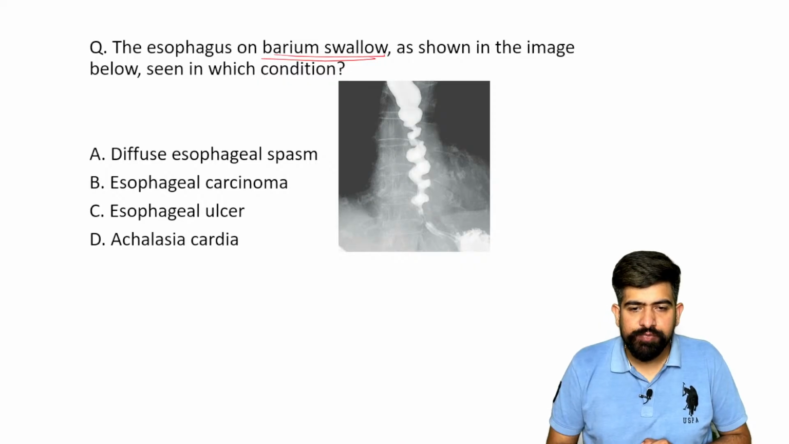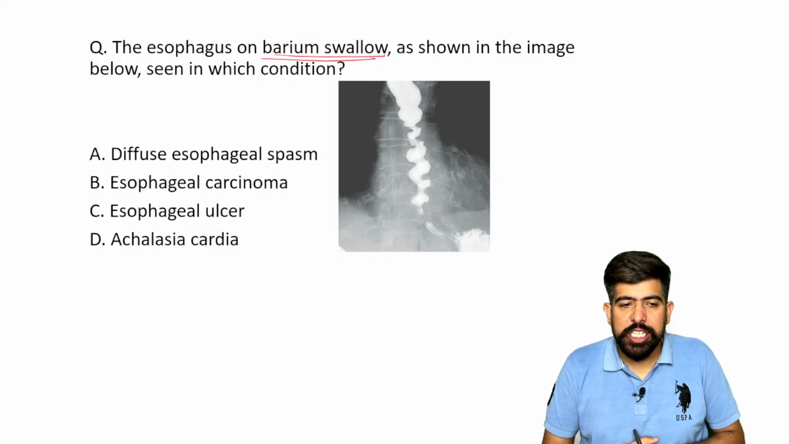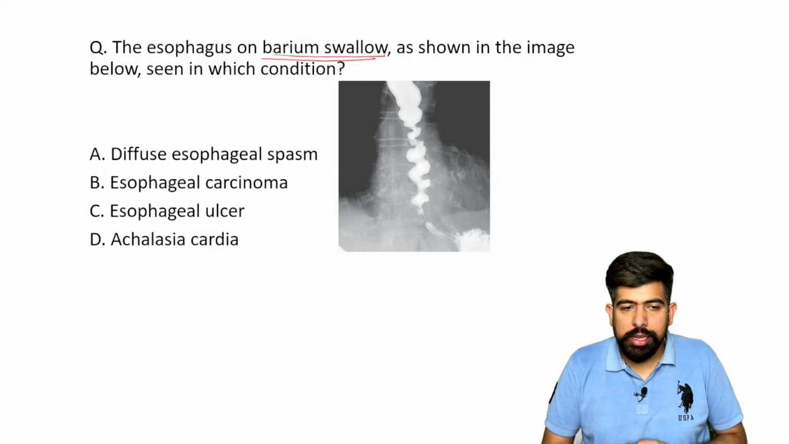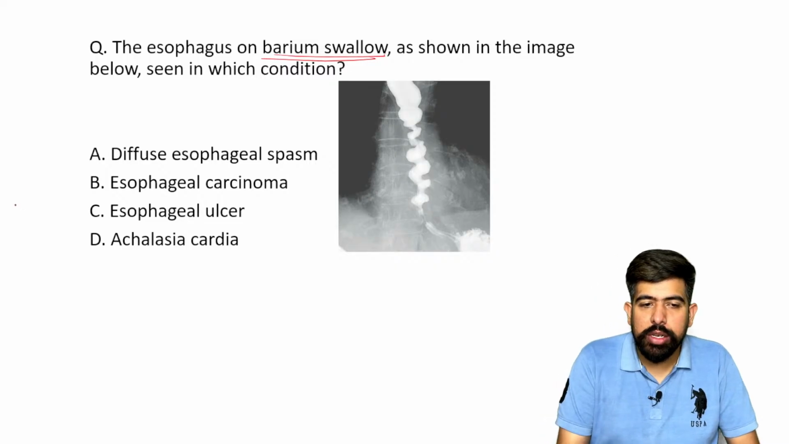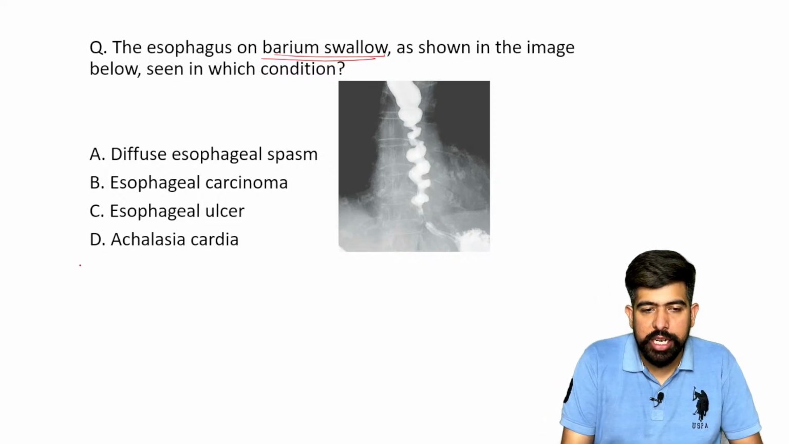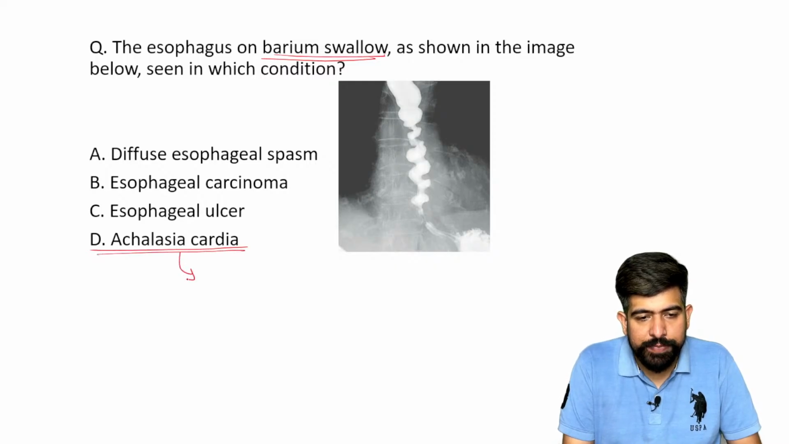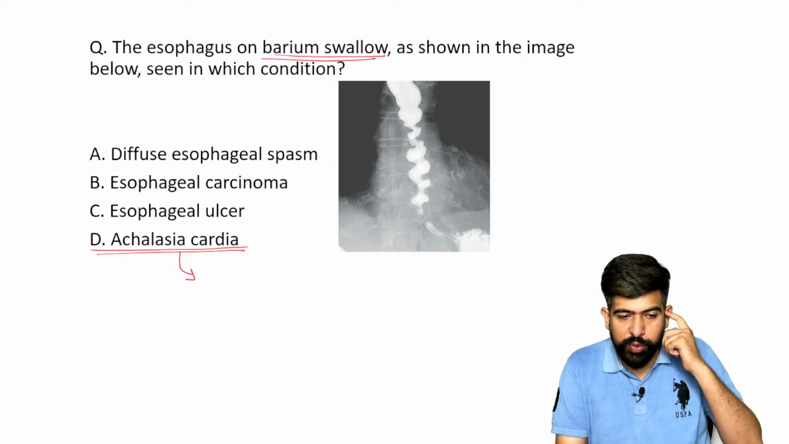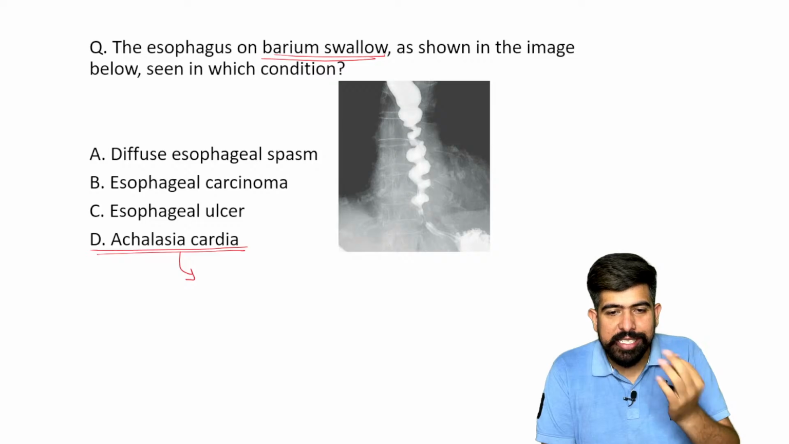Let's talk about it. The options are clearly given to you: diffuse esophageal spasm, esophageal carcinoma, esophageal ulcers, and achalasia cardia. For ruling out, we are starting from the lower side. In achalasia cardia, guys, tell me which sign will be seen. I'm waiting for your answers. Let's rule out all of it first.